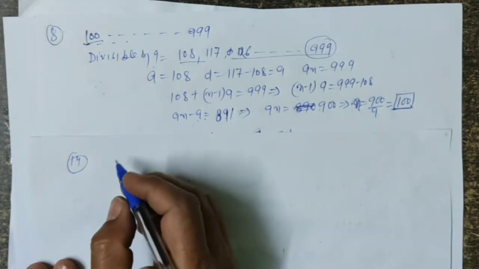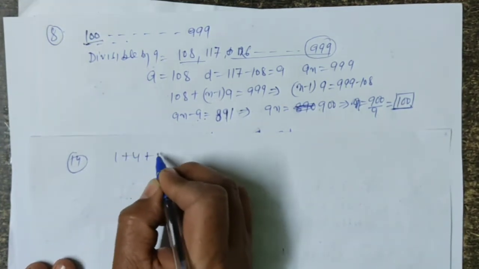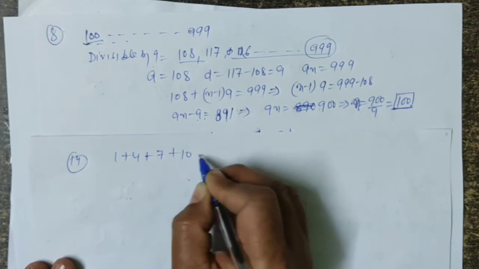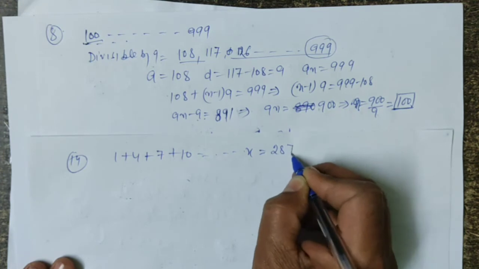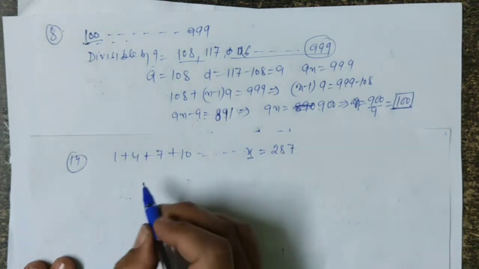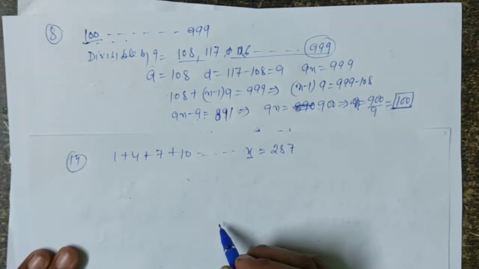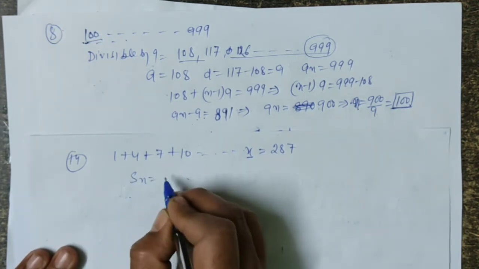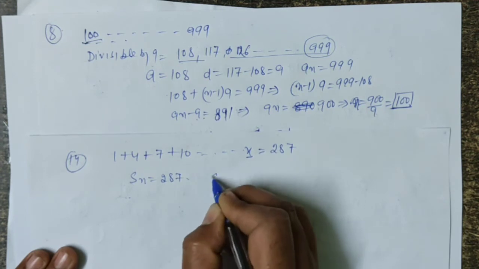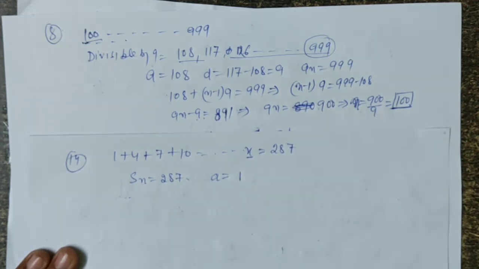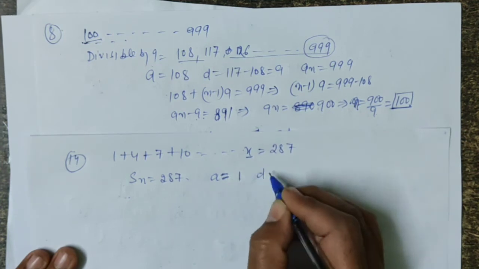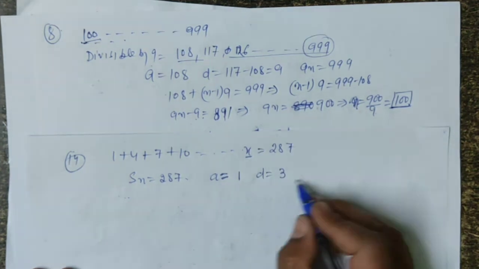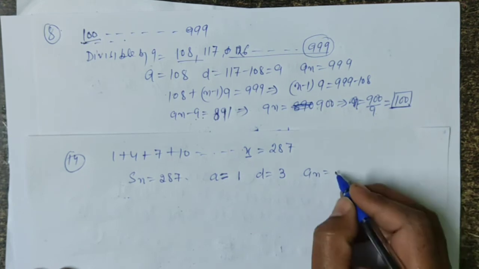Come to question number 14. It is: solve the equation 1 plus 4 plus 7 plus 10 plus ... plus x equals 287. Now look here, this is an AP, whose nth term is x. Now first of all, we have to know how many terms there are. See, Sn is given as 287 and a is given as 1, and d is 3. an is x.